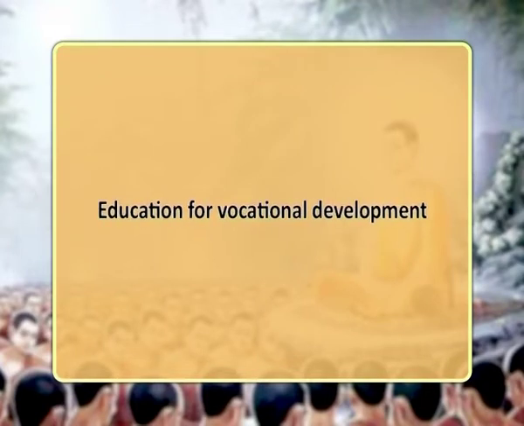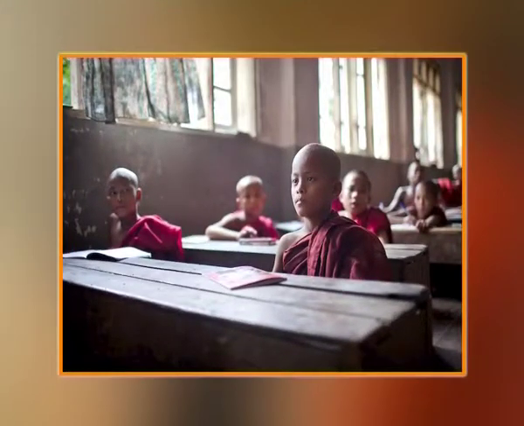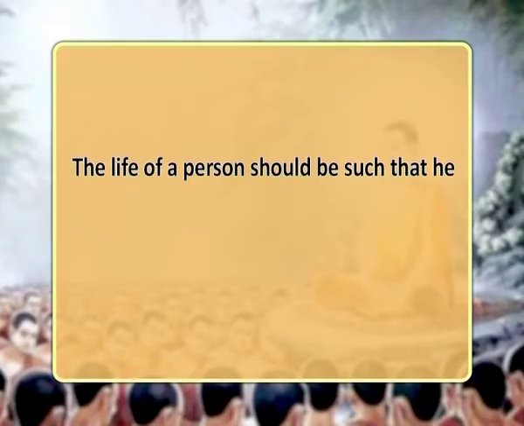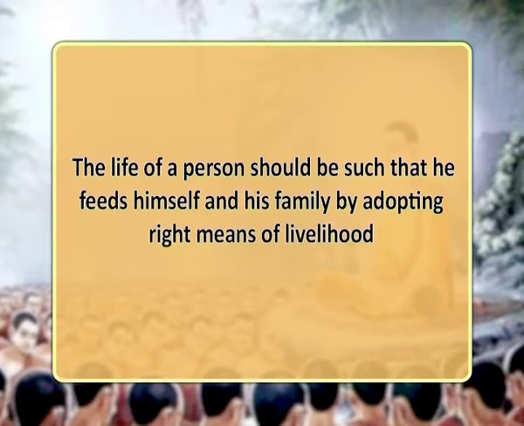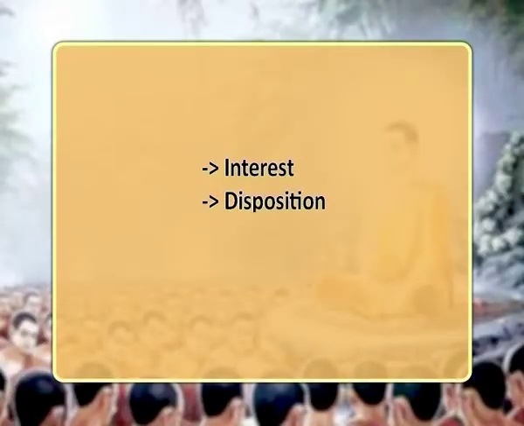An important virtue, according to him, is welfare of the society, and societal development is as essential as the development of an individual's personality. Sixth aim is education for vocational development. Buddhist education stressed on right living, that is, a right vocation called samajiva. The life of a person should be such that he feeds himself and his family by adopting right means of livelihood. The choice of the vocation would definitely depend on his interest, disposition and skill. The syllabus of education was therefore very comprehensive and included many practical and vocational subjects.